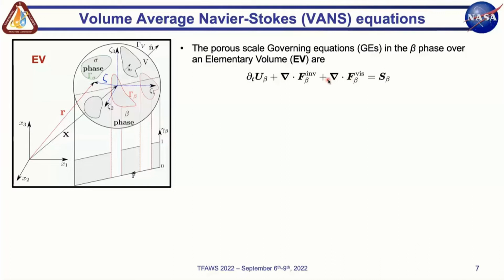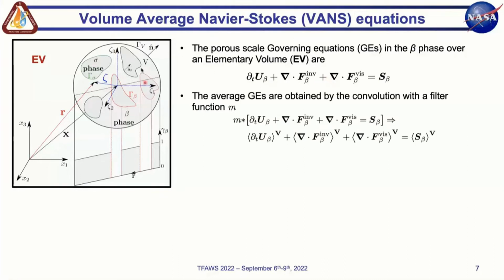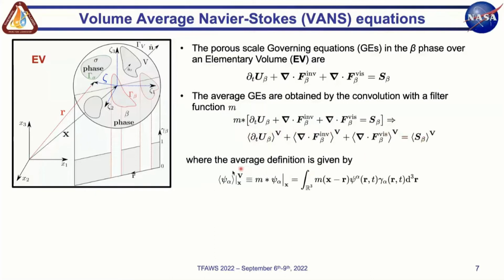Obviously, if it's computationally impossible to solve these equations at the pore scale, and you're interested in a large scale problem, what we can do is to average this equation in this volume. The formal way to do it is to convolve the governing equations, the pore scale equations, with a filter function, which I call M. And in the end, you end up with an average equation, which I'm showing here. The definition of the average is nothing more than, as I mentioned, the convolution of your pore scale property with a filter function.